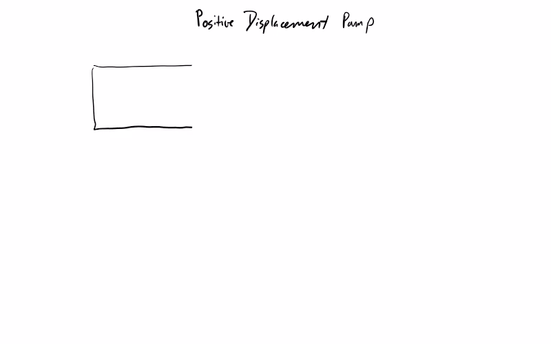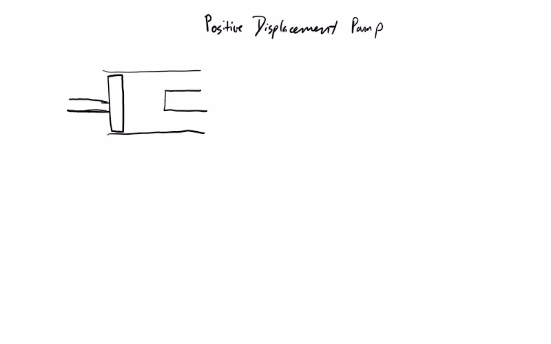The basic idea of a positive displacement pump is that I am using the motion of an object to physically displace water. I'm not adding energy. I'm actually physically moving the water by moving a solid boundary. So it's the pumping of water by a solid boundary. So we could call it pumping by moving solid boundary.